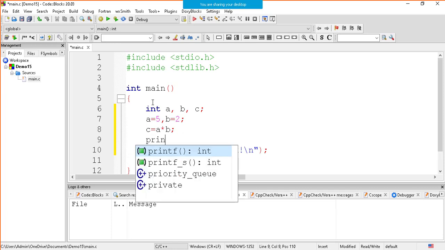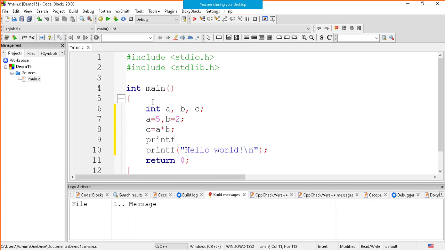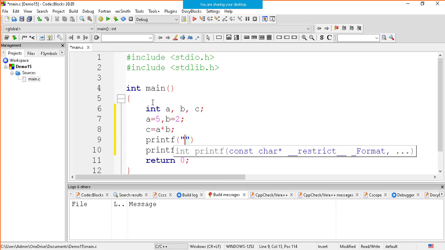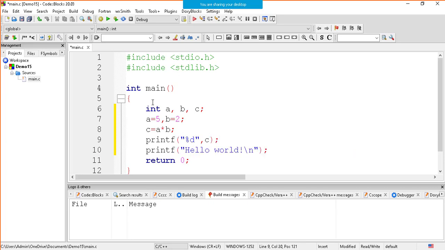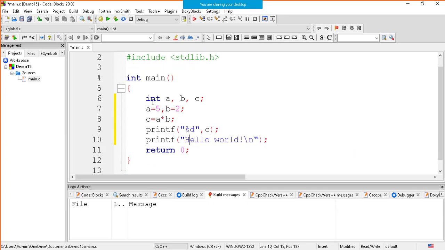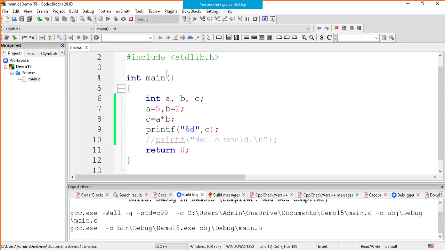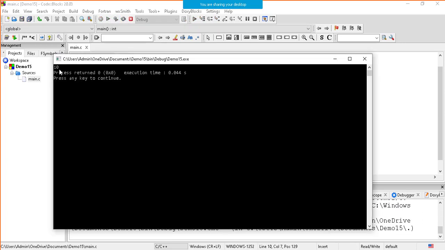I can write printf, and I can always write printf double quotes, and because I want to print a multiplication which is an integer, I have to write %d, right? And comma, my answer lies in the C, right? And probably let's say I will make a comment for this statement because I don't want this hello world to be printed, right? So what's going to be the answer that you already know? So if I run this program, right, you can see the answer is 10.